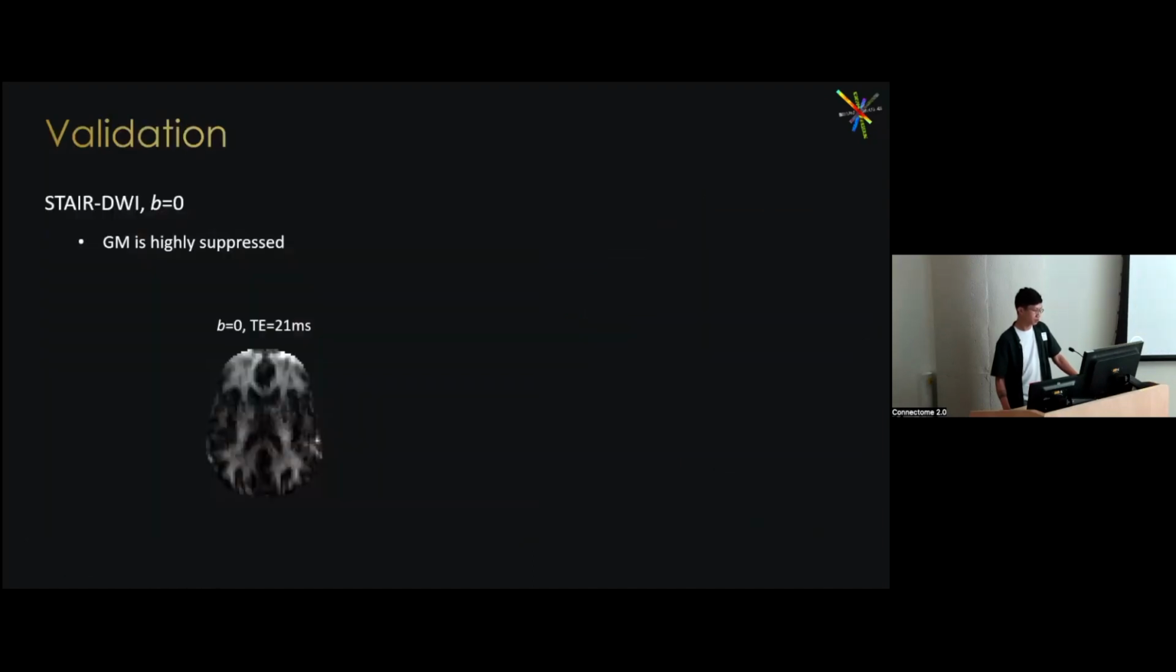To validate whether our signal is really sensitive to myelin water, we acquired several b0 images. Here I show just one of them, the b0 image with an echo time of 21 milliseconds. We can see that in this image, the gray matter is highly suppressed in contrast to the white matter.